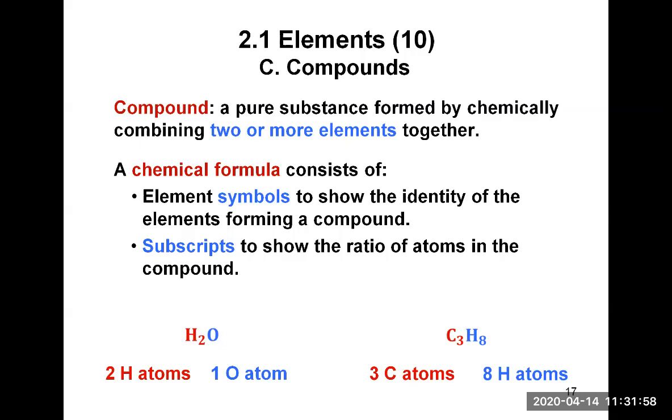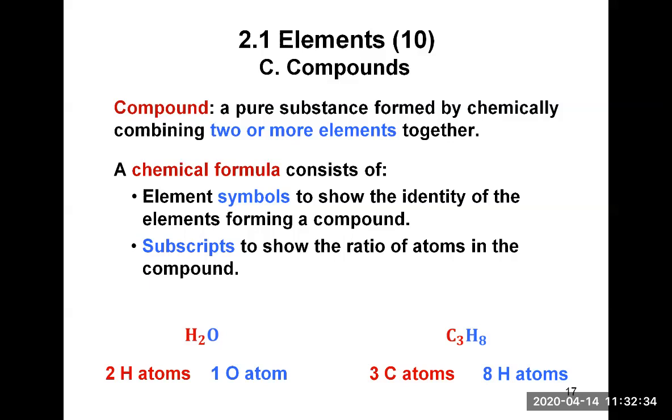And so then you can give them a chemical formula. So the chemical formula will consist of the element symbols to show the identity of the elements forming the compound, and then subscripts to show the ratio of atoms in the compound. And so, as it says, subscripts must be written in smaller size on the lower right corner of the element. So for example, H2O, that's the formula for water.